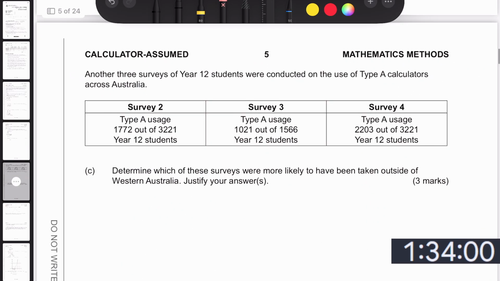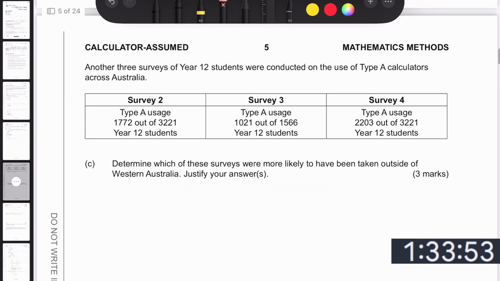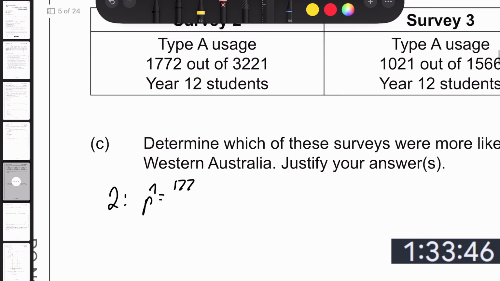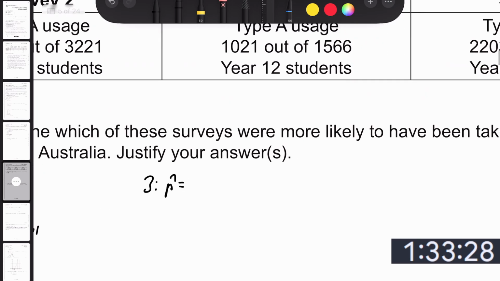Another 3 surveys were conducted. This time the surveys are more likely to be taken outside of Western Australia. Now, this survey was taken inside of Western Australia. So let's find p hat for each of these surveys. So for 2, p hat is equal to 1772 over 3221. 0.5501 for 3. I'm not gonna write the fraction for all of these. I'm just gonna put them in my calculator.